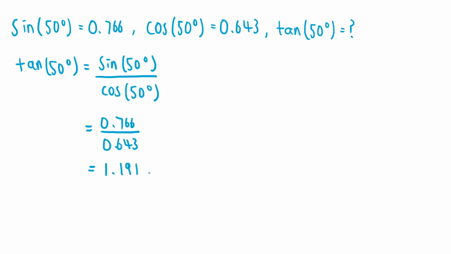So if we are provided the approximate values of sine of 50 degrees and cosine of 50 degrees, we can use that to work out the approximate value of tan of 50 degrees. By the way, these values are very hard to work out by hand, so if we didn't have a calculator, or if we didn't have the sine and cosine values provided as part of the question, it would be exceedingly difficult to work out something like tan of 50 degrees.